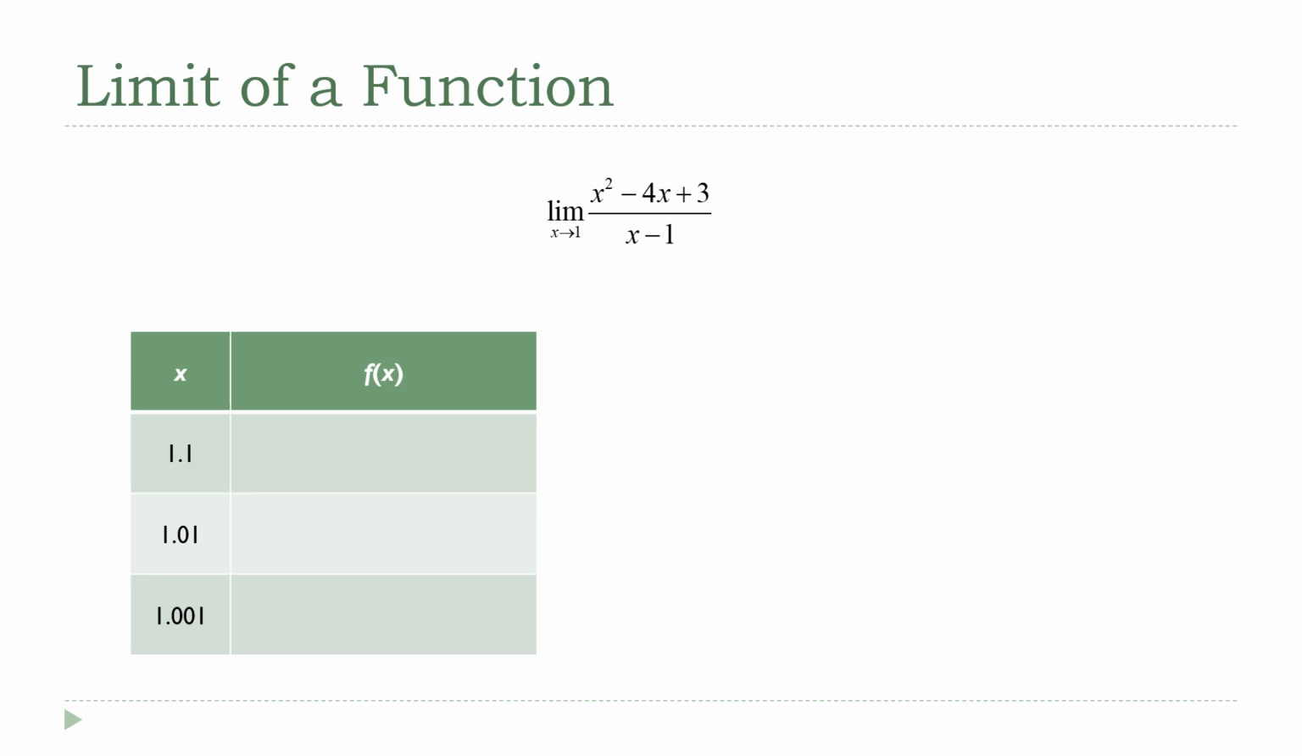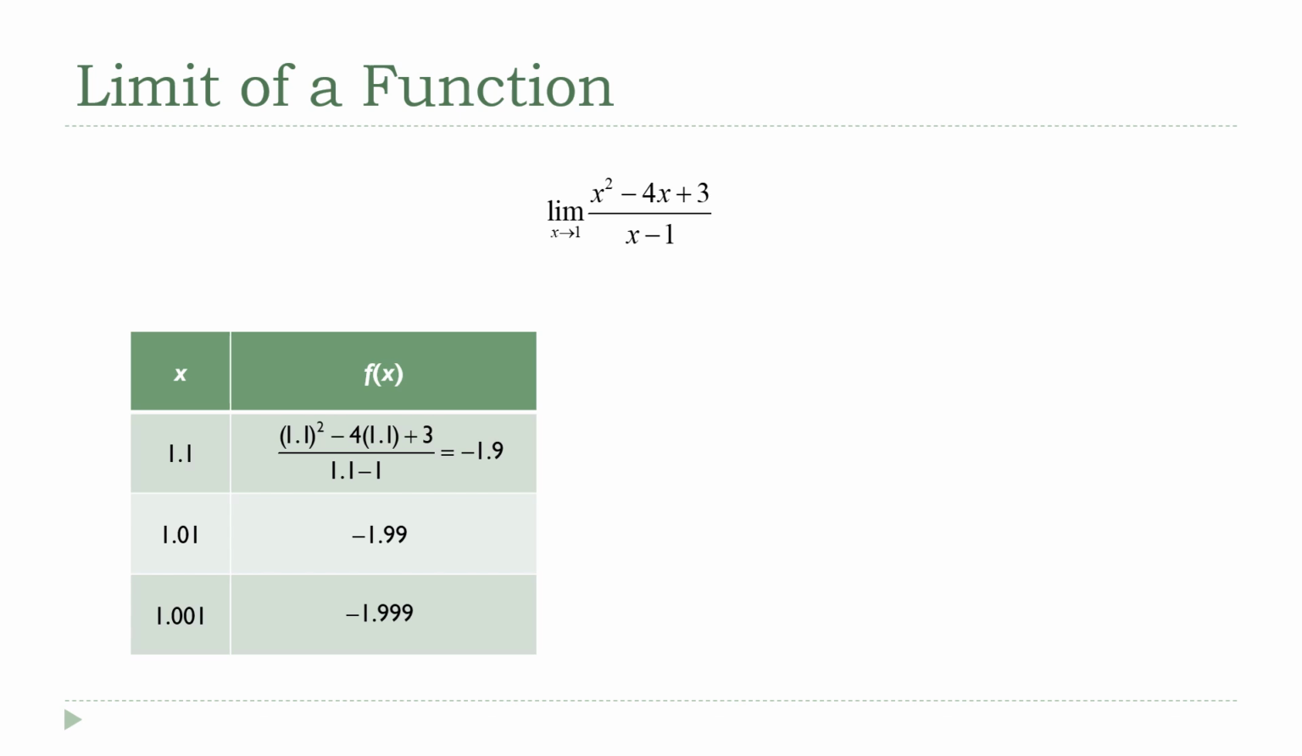And I want to approach this numerically this time. Right, so let's just put some x values in, right? And I'm going to pick x values close to 1, right? So let's say I start with 1.1. If I put that into the function, I get negative 1.9. All right, so how about 1.01? If I put that in, I get negative 1.99. Let's go one more, right? If we put 1.001, we get negative 1.999.